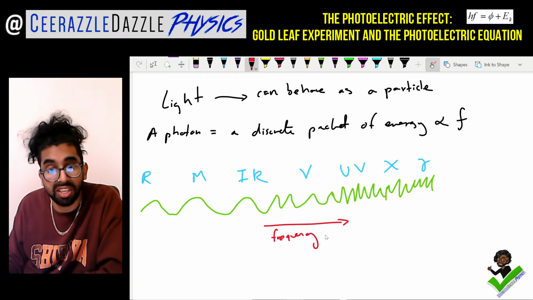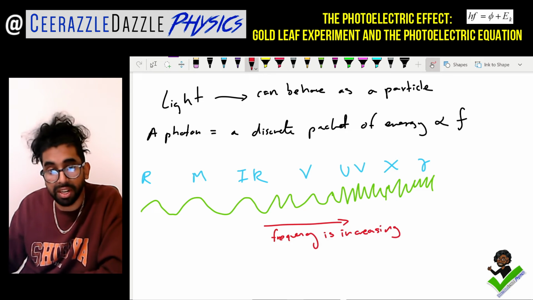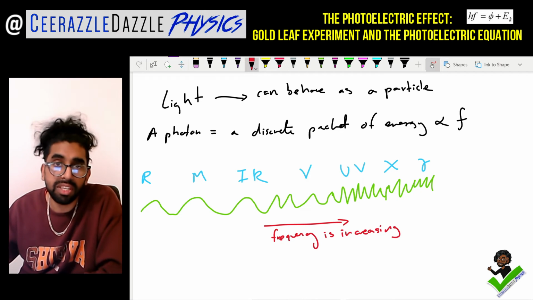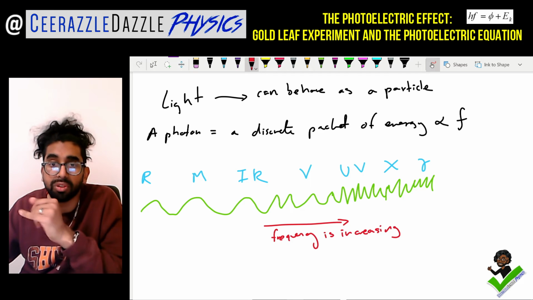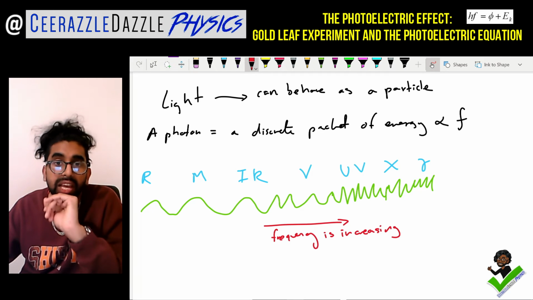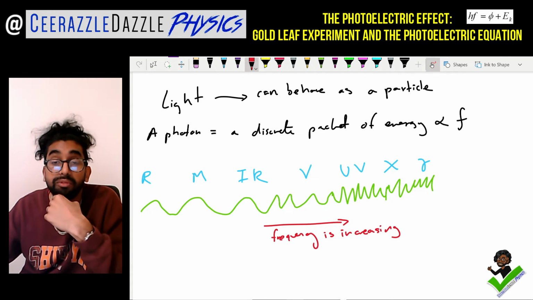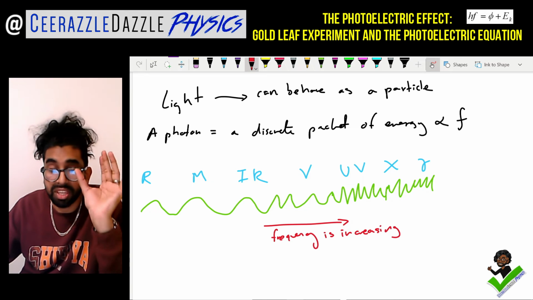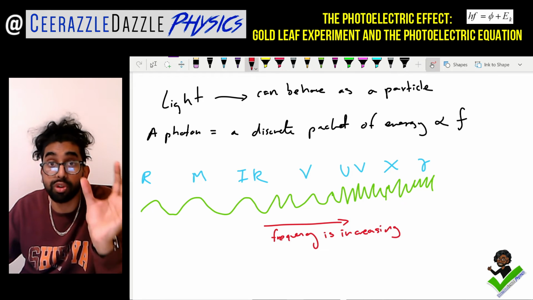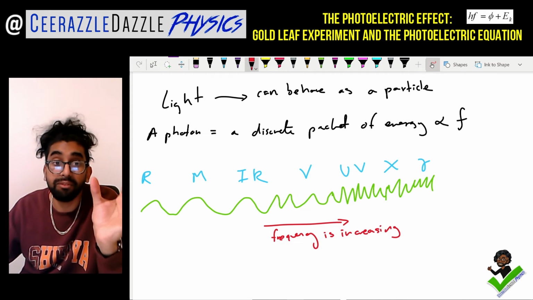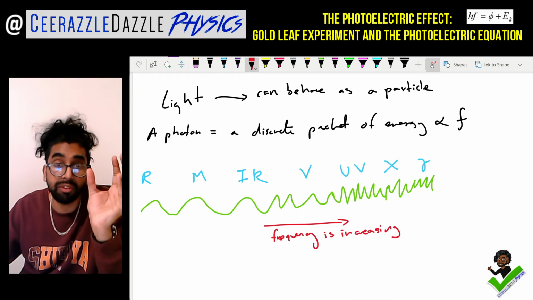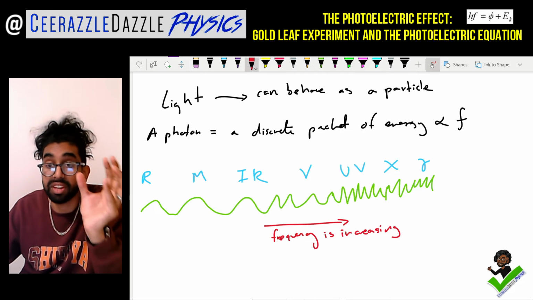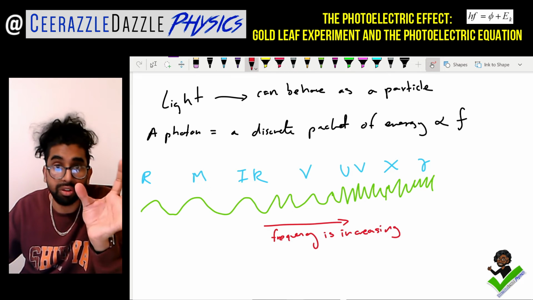The frequency is increasing as you go across the spectrum. What do you think is going to happen to the energy of a photon? It's something about the frequency. Well, the energy of the photon is proportional to the frequency. Therefore, the energy of a radio wave photon is not the same as the energy of a gamma wave photon. They're not the same thing.